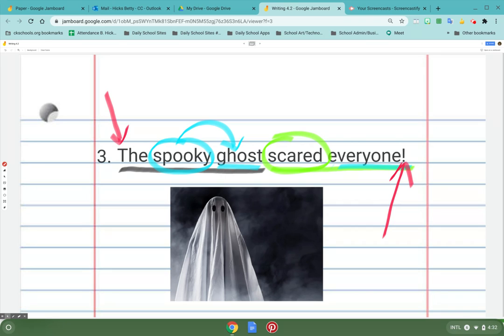All right. Now I have one more thing that I have to do, I have to read it to somebody. So I look at mom, dad, brothers, sisters, the dog, and I say, well, not the dog, because the dog can't give me feedback. He can't tell me whether or not I'm okay or not. The spooky ghost scared everyone. I have a very clear subject, the spooky ghost, and a very clear predicate, scared everyone. And the only thing that I could have done to maybe make this sentence better is I could have said the spooky ghost scared everyone at the haunted house.